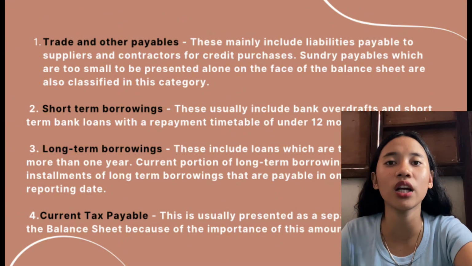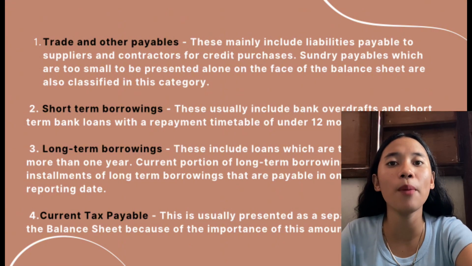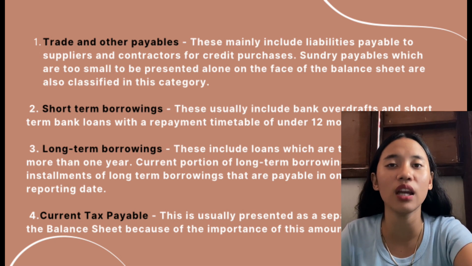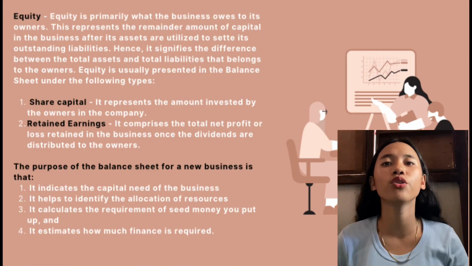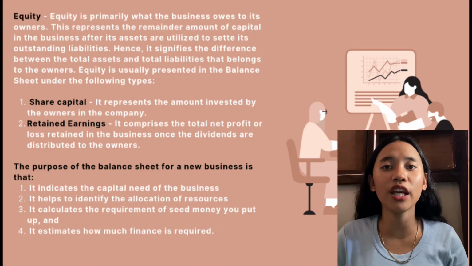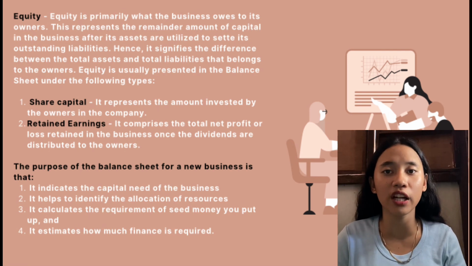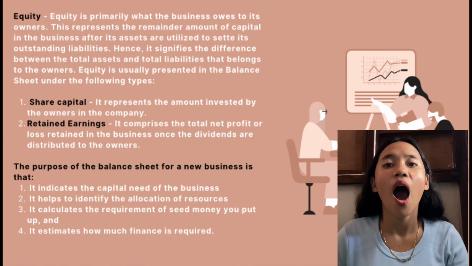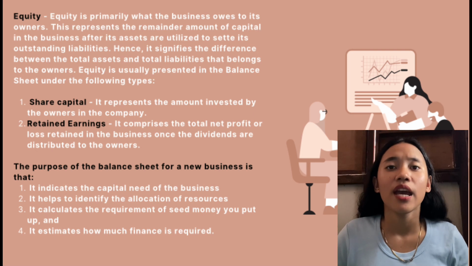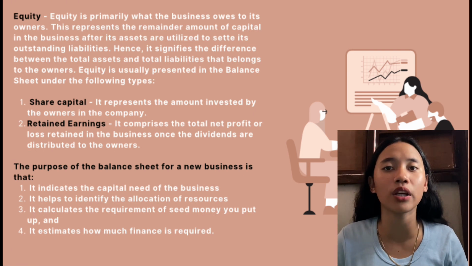Number four is the current tax payable. This is the amount of income tax your business owes and needs to be paid within the next year. Number three is equity, or the owner's stake. It represents the owner's residual claim on the assets of the business after deducting liabilities. It's essentially the net worth of the company from the owner's perspective.